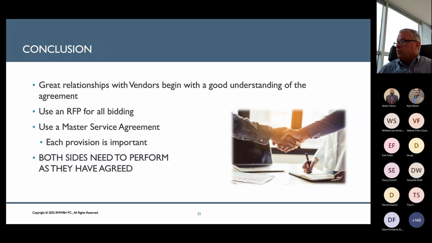Do you have a template? Yes, we start with a template, but that's not something that we provide. We tailor it to the specific vendor agreement when we're asked to by a client, they send us that agreement.